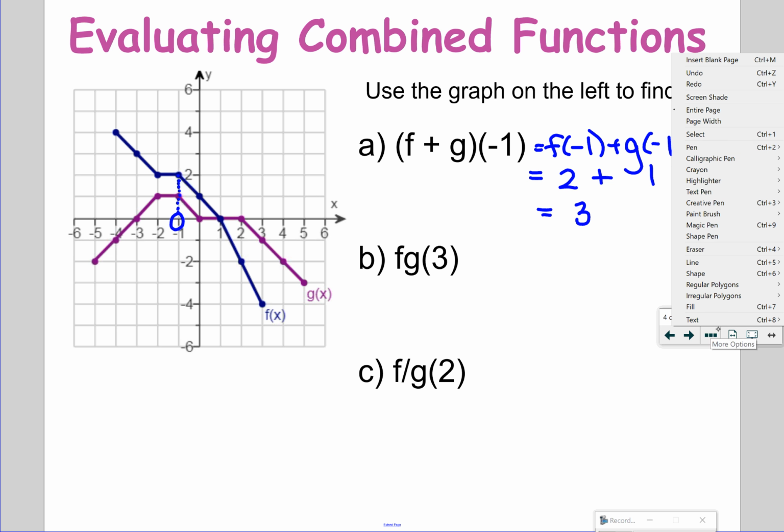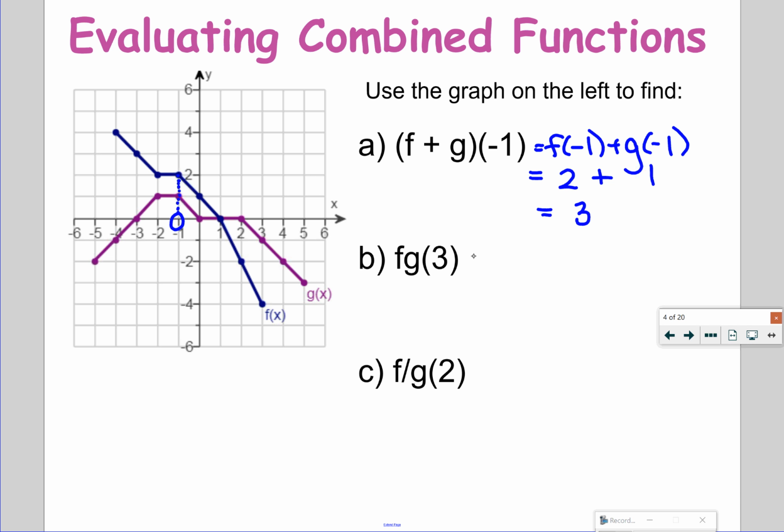So let's look at another one, f times g of 3. That means f of 3 we need to evaluate, g of 3 we need to evaluate, and then we're going to multiply them together. So here's 3 on my x-axis. If I go all the way down to function f, that's at -4. If I go down to function g, that's at -1. And if I multiply those together, I get a +4.